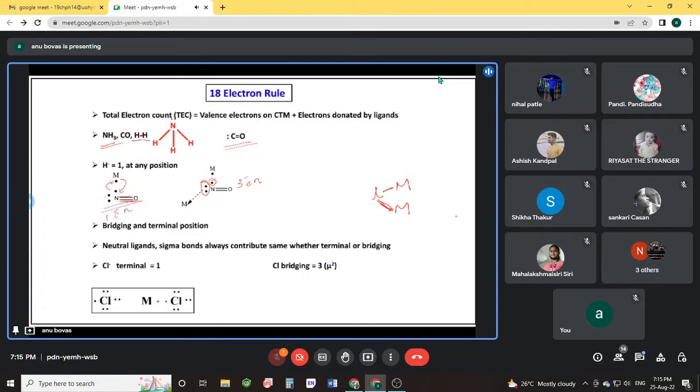Whereas, chlorine if bridging is called mu. If it's bridging, that means chlorine has already completed its octet. So, it can donate the extra lone pair of electrons to a metal, and thus it acts as a bridging ligand, and it can be called mu2. If it is donating one more lone pair, then it will be called mu3, in which chlorine will act as a 5 electron donor. So, in that case, it will be mu3.